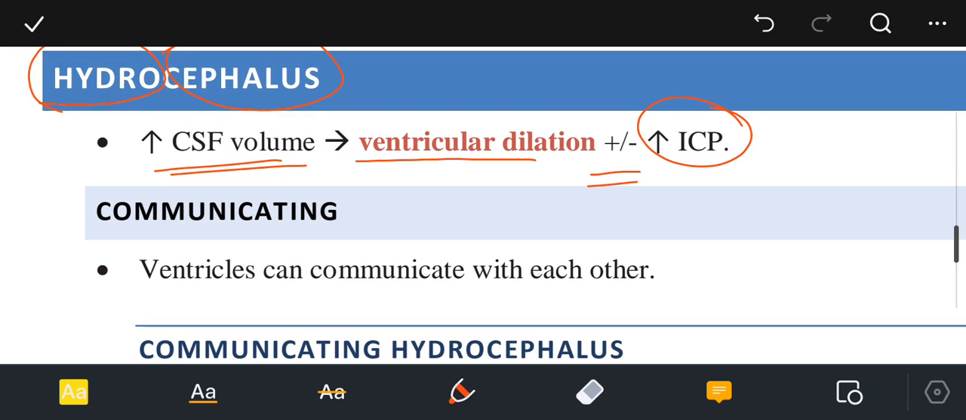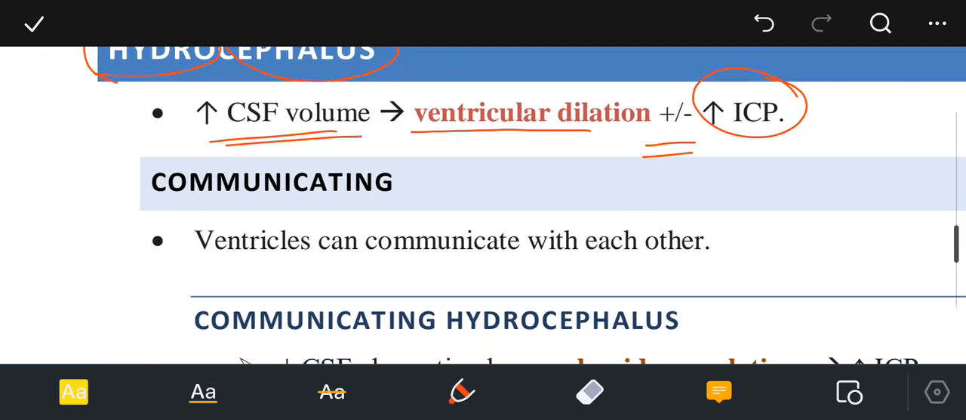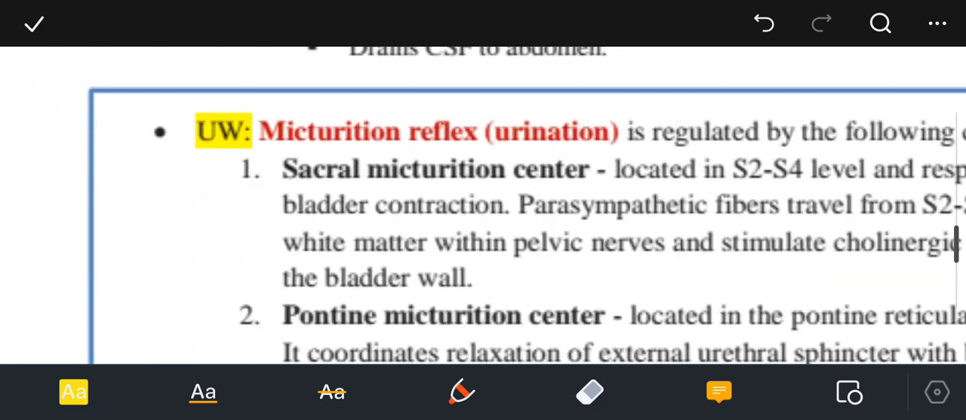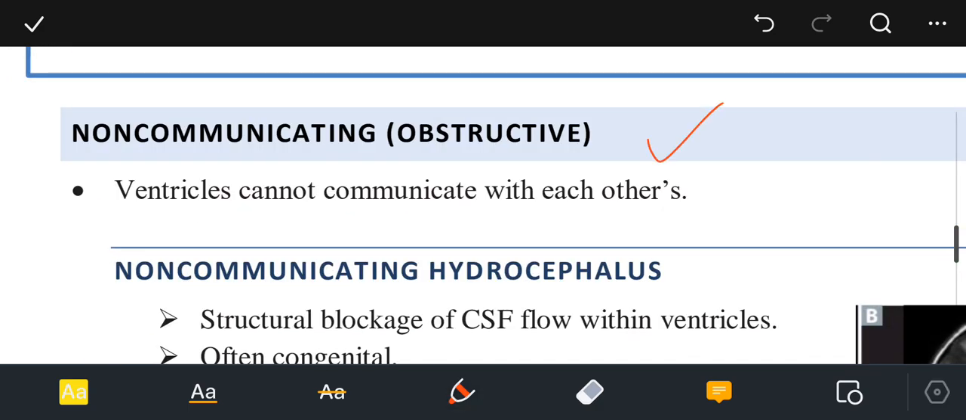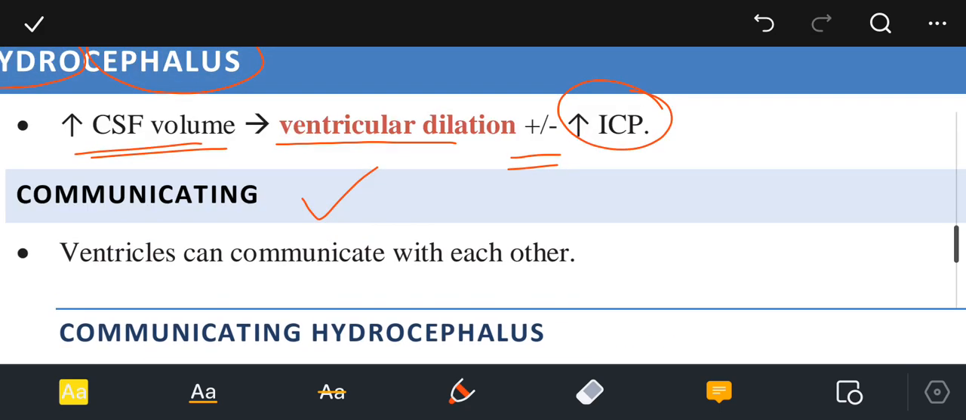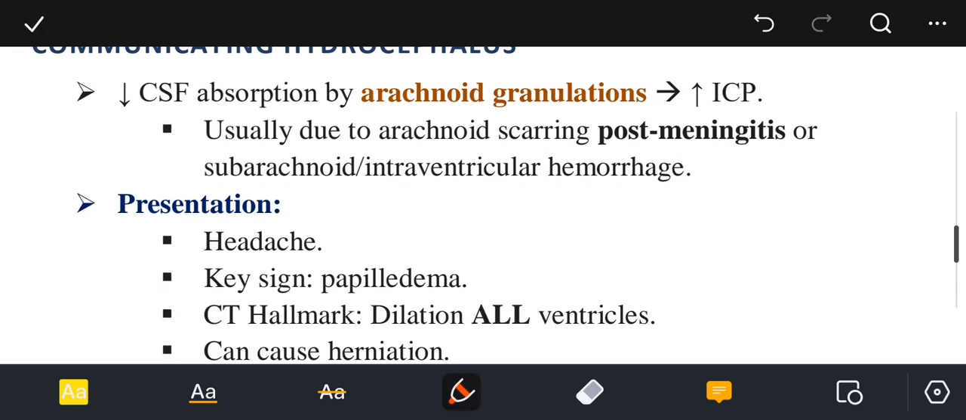But for right now, you must remember that hydrocephalus is divided into either communicating or non-communicating hydrocephalus. Communicating hydrocephalus is due to decreased CSF absorption by the arachnoid granulations.